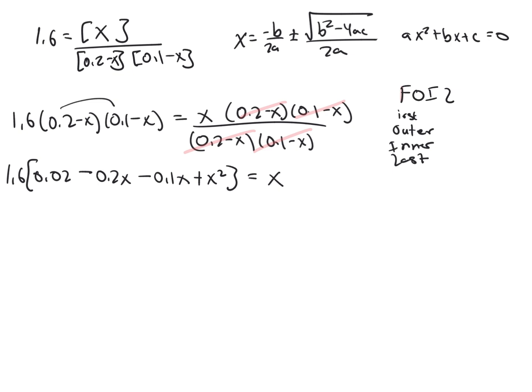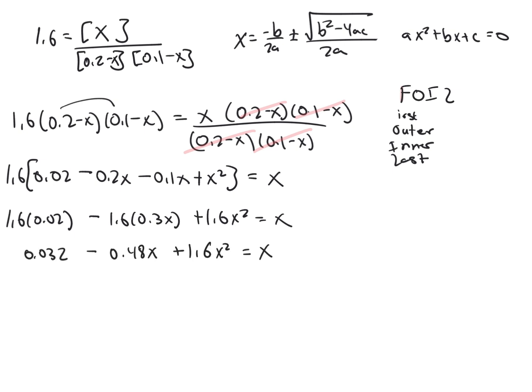Now I can multiply. I could actually divide 1.6 by both sides, but I'll just multiply both sides through on all the terms here. These two terms I can combine. So I've got 1.6 times 0.02 minus 1.6 times 0.3x plus 1.6 x squared is equal to x. Multiplying those out, I get this. I've got x still on the right-hand side.